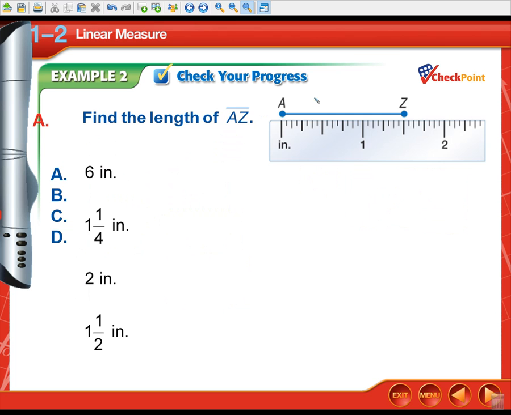Okay. Next one here, AZ. So we are looking at AZ. This one here is pretty straightforward. We are doing inches, but it clearly shows us here that this is the halfway mark in between 1 and 2. So we can say here easily that this is going to be 1.5 inches.